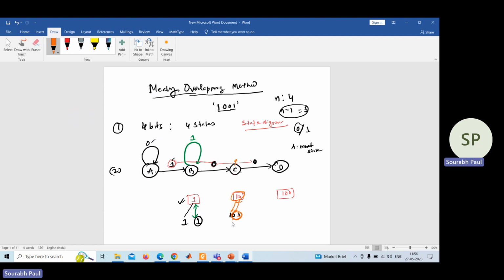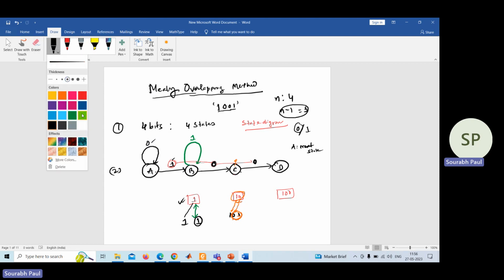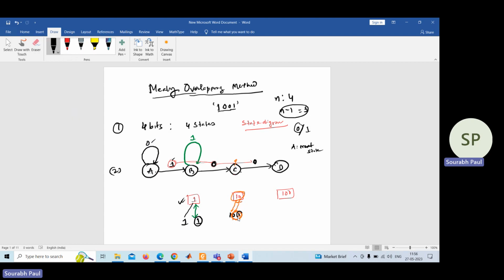Are they the same? No. If it is not the same, then you need to take the last bit, the extreme right side bit. And the extreme right side bit is a single bit, which means you need to compare it with the single bit state. What is the single bit state? That is 1. So you need to compare this one with 1. So 1 and 1 means both are the same, which means you need to go to that state.